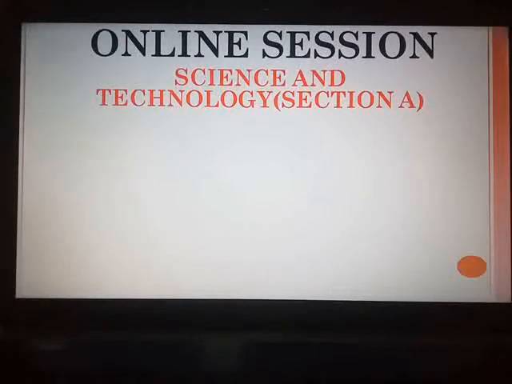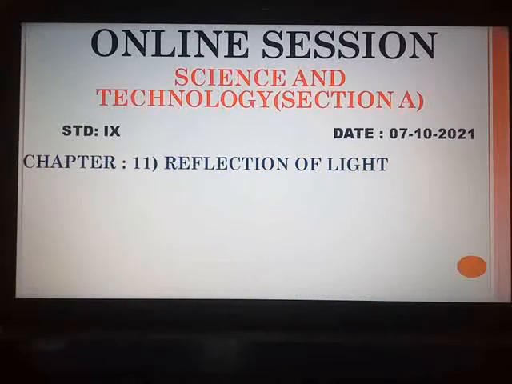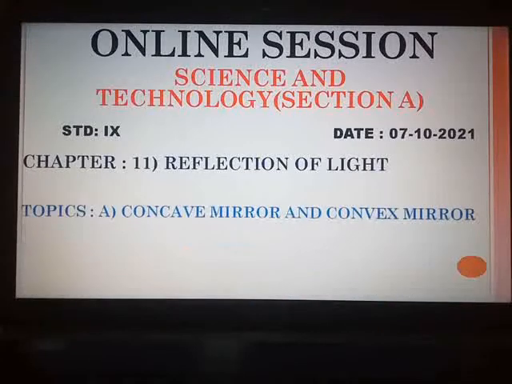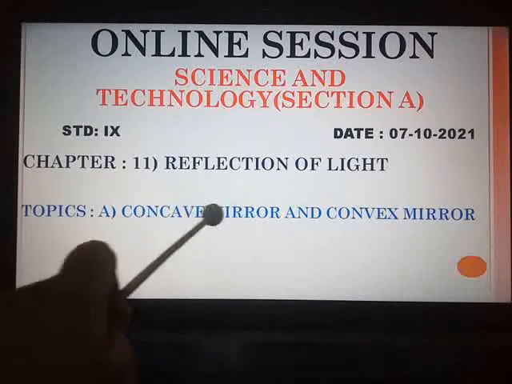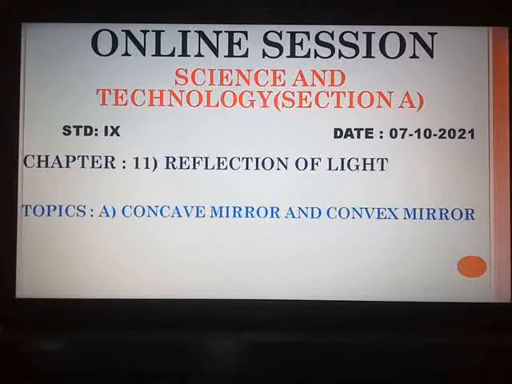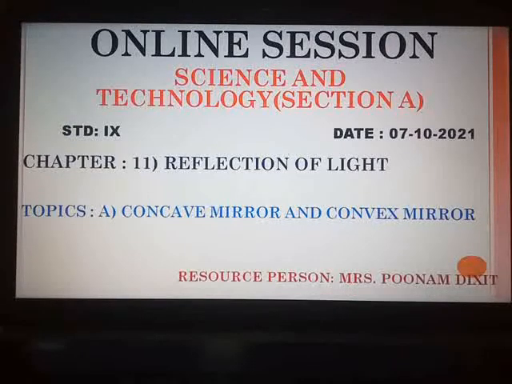Technology Section A. In our previous session, we started a new chapter from Physics, chapter number 11, Reflection of Light. In this chapter, we studied about mirrors and the two types of mirrors in our previous online session. Let us have a glance at this topic and then we will start with a new topic for today, that is Introduction to Concave and Convex Mirrors and the types of images formed by both of them.